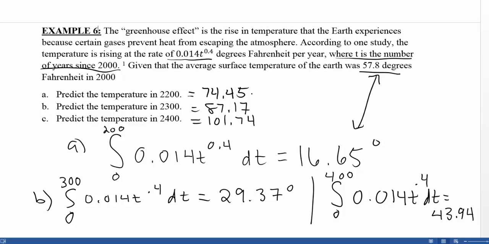So if this model is right, the new predicted average temperature for the surface temperature of Earth in 200 years after 2000 will be 74.45, 300 years after 2000 will be 87.17, and 400 years after the year 2000 will be 101.74. And we can use this because the definite integral allows us to take the rate at which the temperature is changing and use it to make predictions about what could happen in the future.